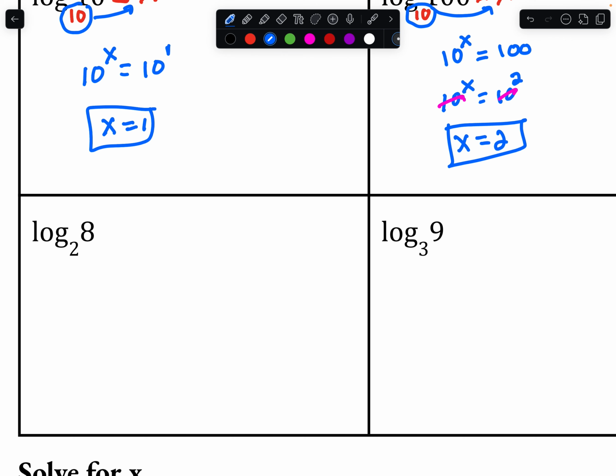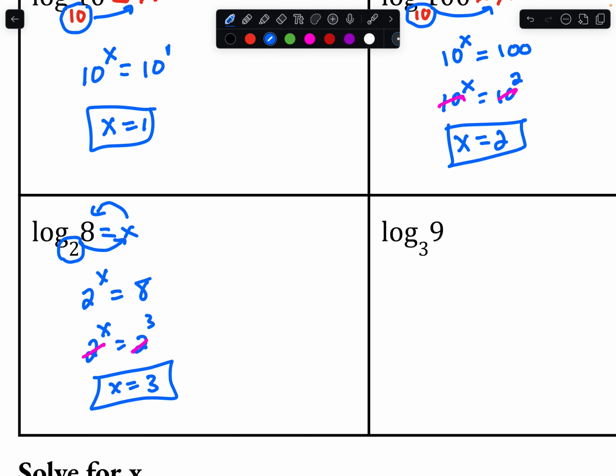Okay, mentally, we have to think about that, right? So now, if I don't know what this is, we can rewrite it. 2 to the what power is 8? So use our logs here. I've got 2 to the x equals 2 to the third. Now I've got a common base, so x equals 3. So you can say log base 2 of 8 is 3.